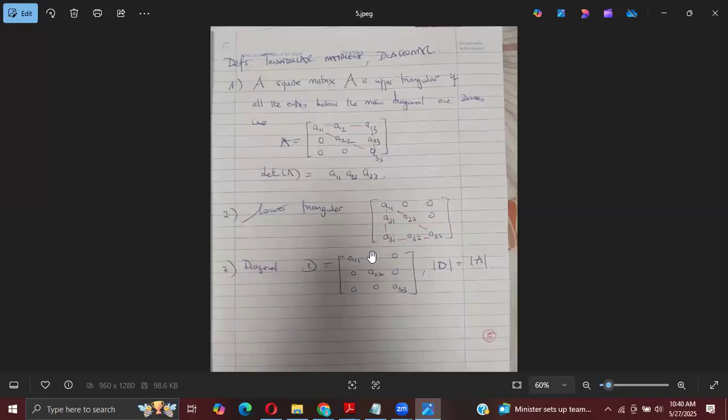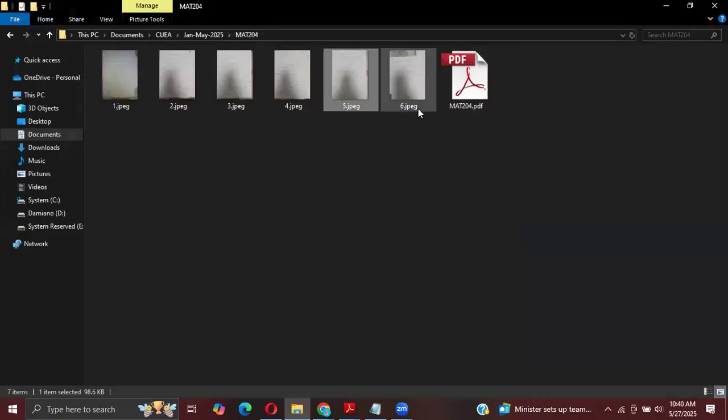What's the determinant of this matrix? Any of the rows will give you a determinant. So if I use row 1, it will just be A11 times cofactor of A11 plus 0 times cofactor of 0 plus 0 times cofactor of 0. And then that's it, we'll be done. Then it will be A11 times the determinant of this matrix, which is A22 times A33. So the determinant of D is the same as the determinant of A, and we are done. All right, so that more or less concludes this.